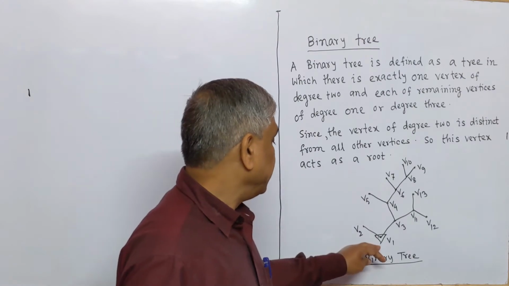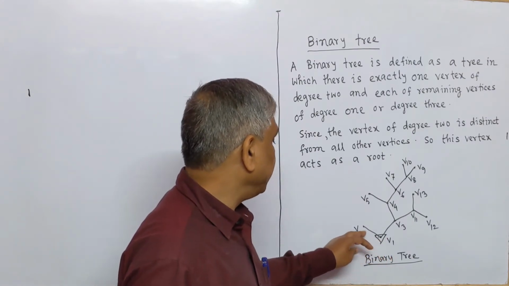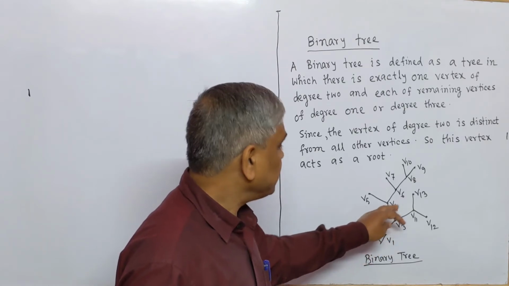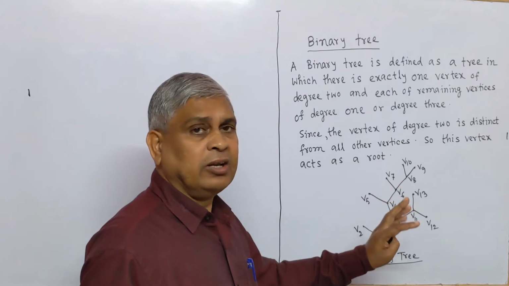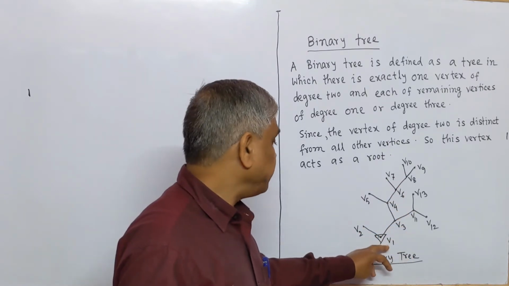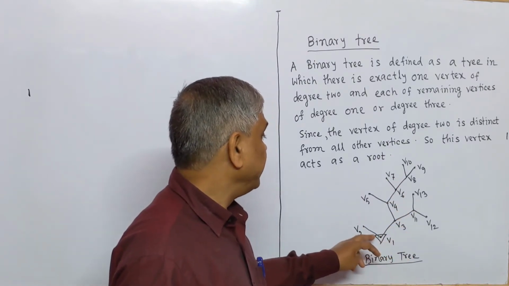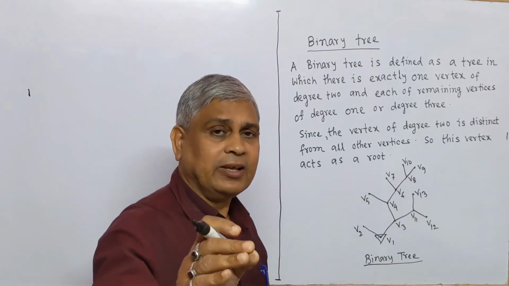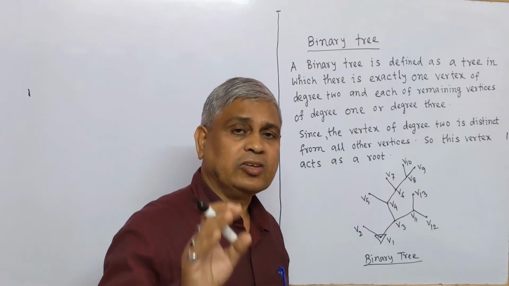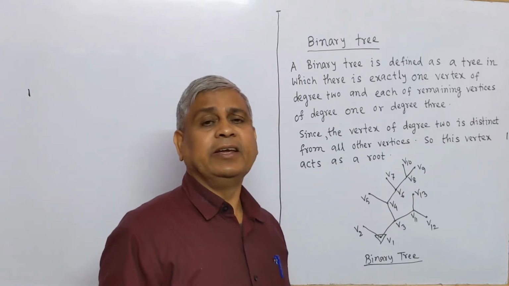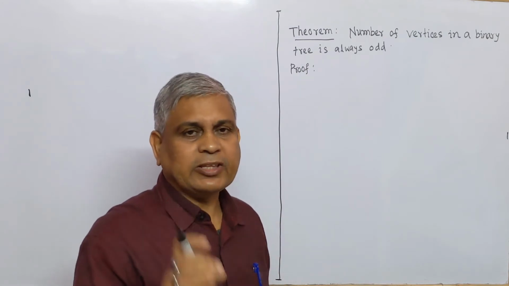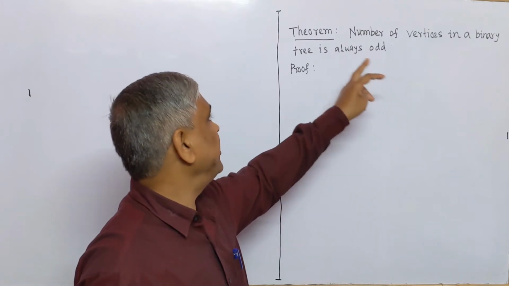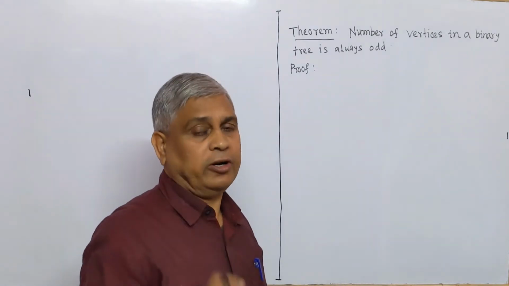Here we see that the degree of V1 is 2, the degree of V2 is 1, the degree of V3 is 3, and similarly we may see that except the vertex V1, the degree of other vertices is either 1 or 3. This type of tree is called a binary tree. Now we prove a theorem. The theorem is: the number of vertices in a binary tree is always odd.